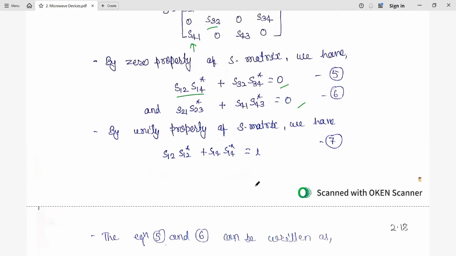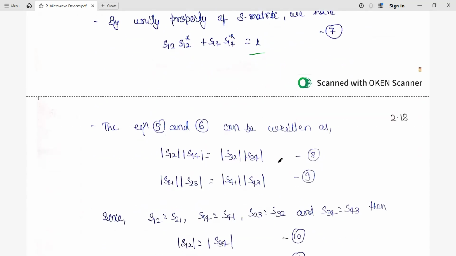In the case of the unity property, the elements of a particular column are multiplied with their own conjugates, and then finally their sum is going to be equal to, sorry, 1. That is called the unity property. When the sum is 0, that is the zero property. When the sum is equal to 1, that is the unity property.